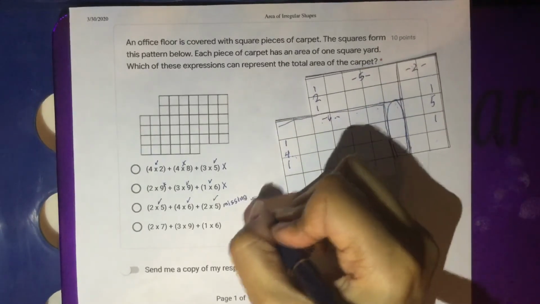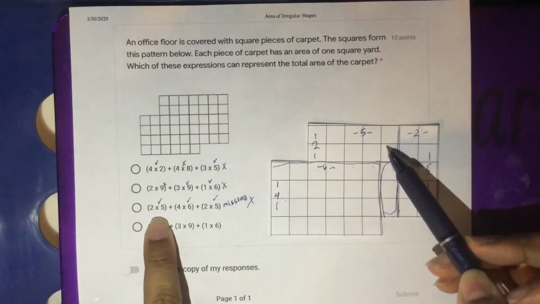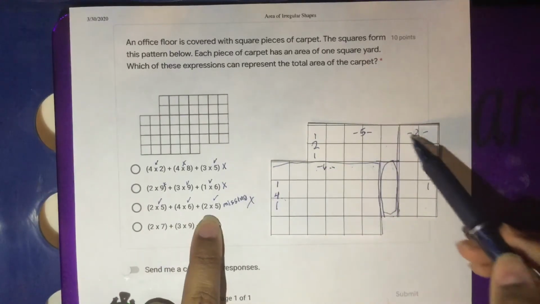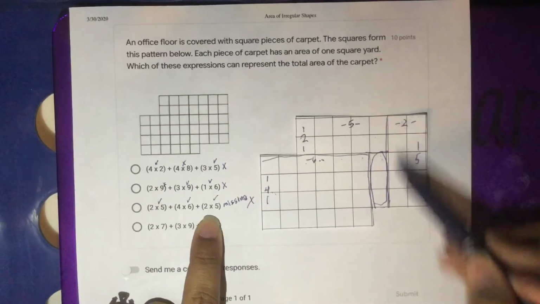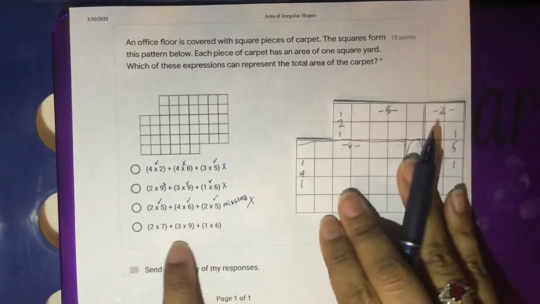Okay, so that is not my answer. I hope that makes sense to you guys. We had 2 times 5, and we had 4 times 6 right here, and then we had 2 times 5 right there, but we didn't have anything accounted for these, and so that would not be correct. So that one's not my answer.